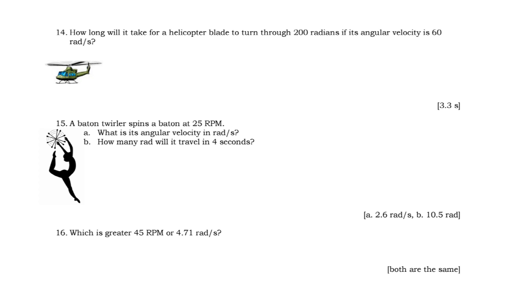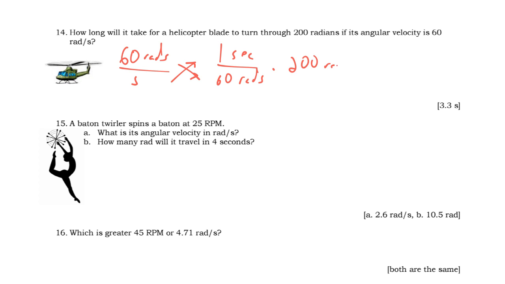All right, how long will it take a helicopter blade to turn through 200 radians if its angular velocity is 60 rads per second? So we'll start with that rate, 60 rads per second, and let's flip it upside down. If it's going 60 rads per second, every 1 second we go through 60 rads. And then we can multiply by the 200 radians to get a unit of seconds on top. And then 200 divided by 60 gives us our 3.3 seconds.